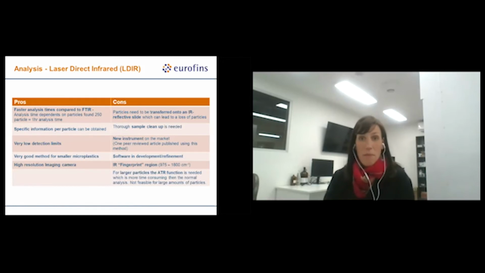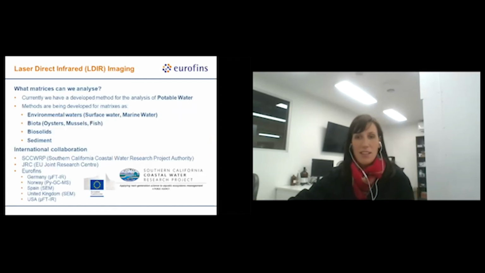It's a new instrument on the market. It's very new for microplastics, especially. Only one peer-reviewed article was published recently, and the software is still in development phase. So we're working very closely with Agilent to do improvements in order to make it feasible for routine analysis. Also, the IR is in a fingerprint region between 975 and 1800. And it's possible for larger particles to use the ATR function, but that takes a bit longer.